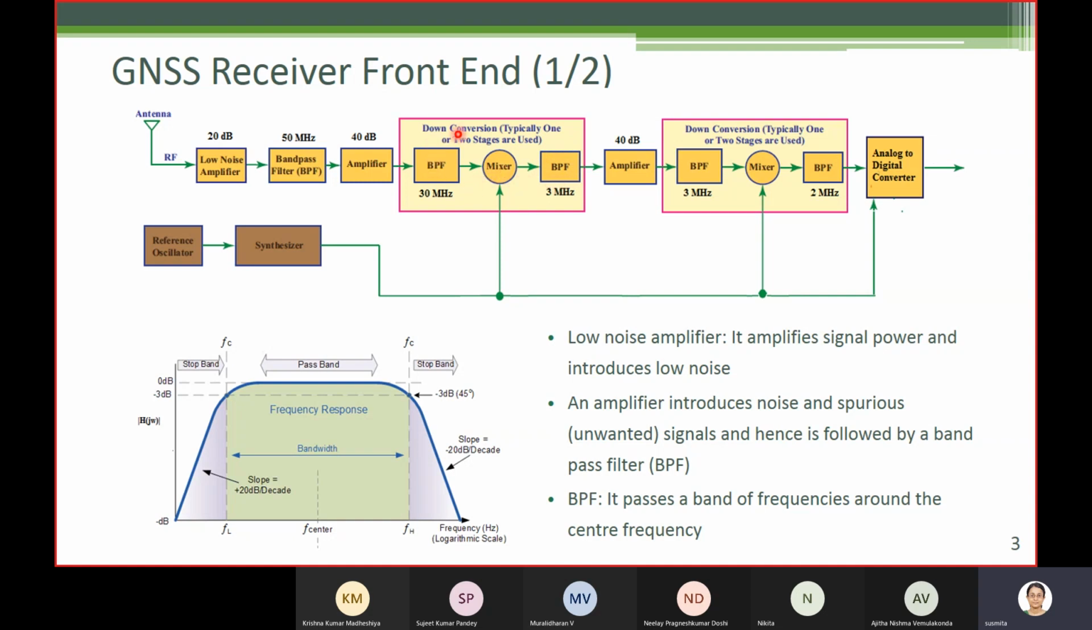I should note that in case of down conversion, mixing is always preceded by a bandpass filter. Here we see the amplitude of the bandpass filter. It passes a band of frequencies centered around the center frequency. In this case the center frequency is the carrier frequency, because this is the first stage of down conversion. But here the center frequency will be the down converted frequency. So mixing is always preceded by a bandpass filter and followed by a bandpass filter. On the next slide, we'll understand why this is so.